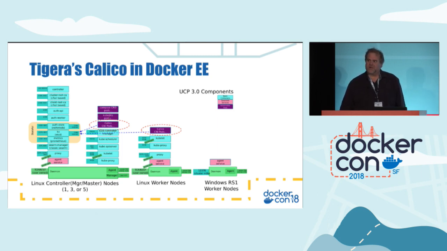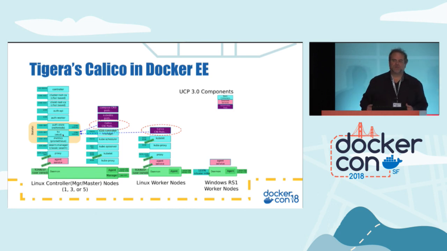Then Kubernetes deploys Calico, and the purple boxes here are the Calico components that are managed by Kubernetes. When they need to store state, they're talking back to this distributed key value store, which has been managed by Swarm. So this is how the system gets built up as it deploys.